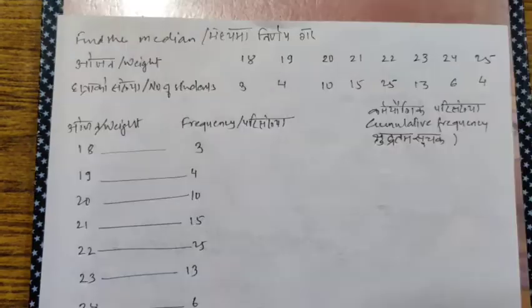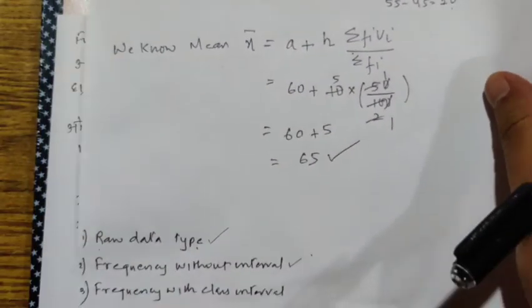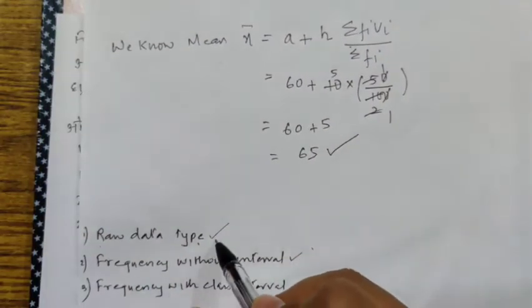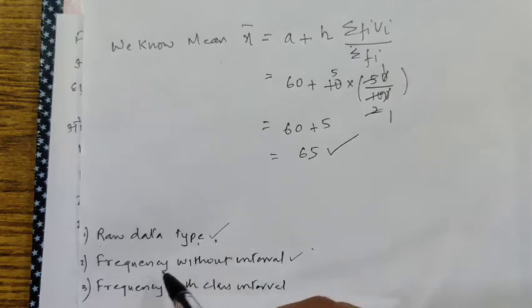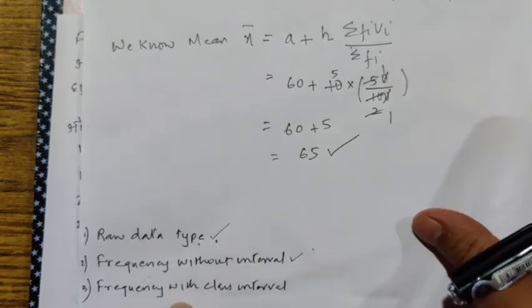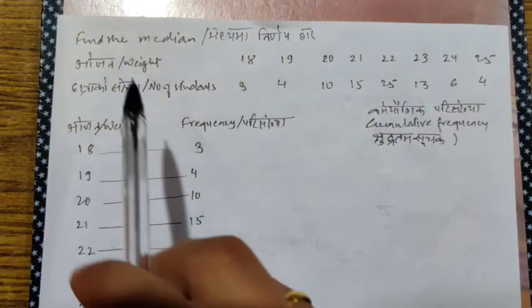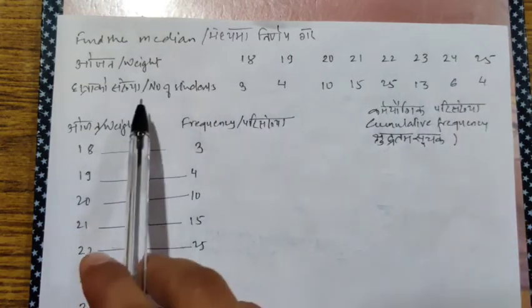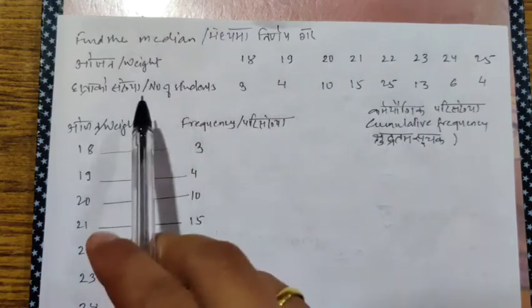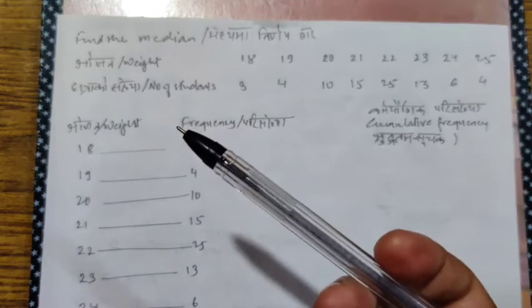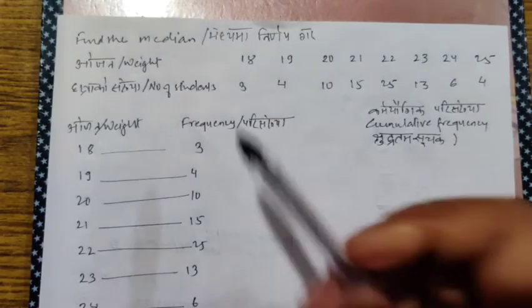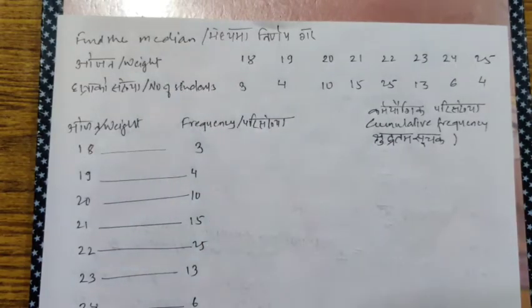Okay people. So again, the first type is done, raw data type. Second type, frequency is given but without interval. So let's discuss that kind of question. Find the median. Can you see the weight is given to us, and can you see the number of students is given to us? As I've told you, number of students means frequency. So the weight and number of students are supplied to us. So it's not like the previous question which you did where it was simply raw data.